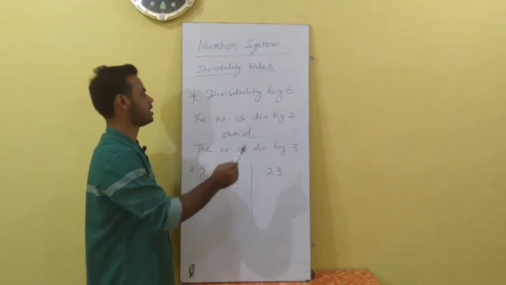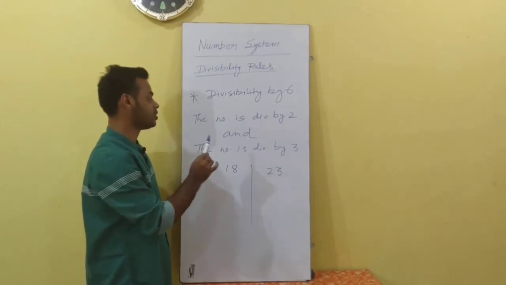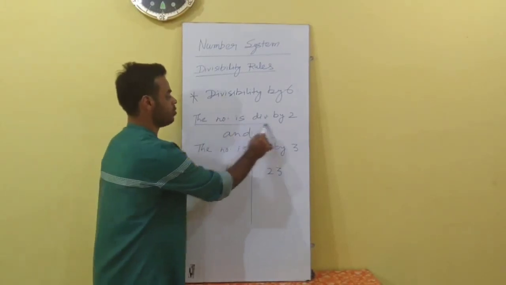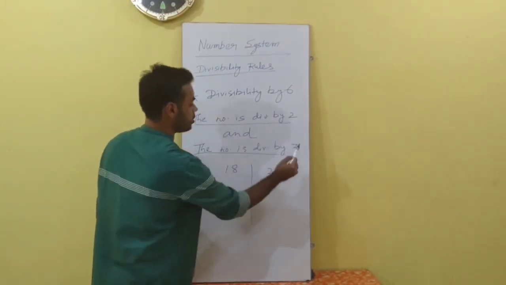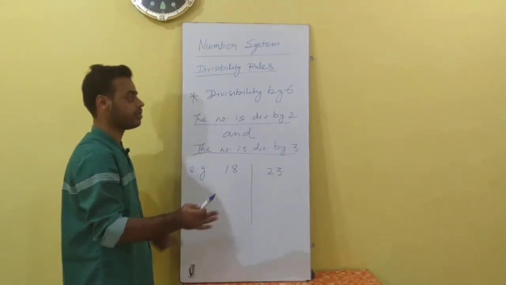So now friends, we will see divisibility by 6. How to know whether the given number is divisible by 6 or not? There are two things we have to check: the number must be divisible by 2 and also divisible by 3. As earlier we have read how to check the divisibility by 2 and how to check the divisibility by 3, we will apply both these rules here.